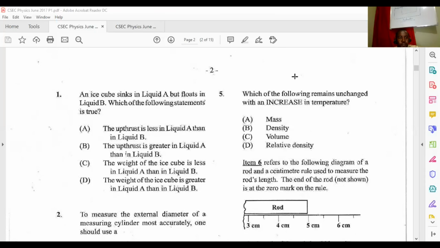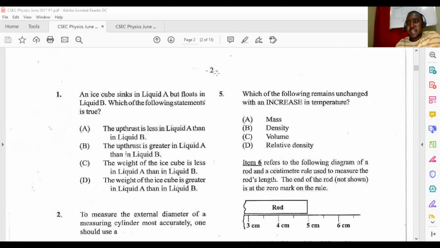All right, so an ice cube sinks in liquid A but floats in liquid B. Which of the following statements is true? The upthrust is less in liquid A than in liquid B. The upthrust is greater in liquid A than in B. The weight of the ice cube is less in liquid A than in liquid B. The weight of the ice cube is greater in liquid A than in liquid B.